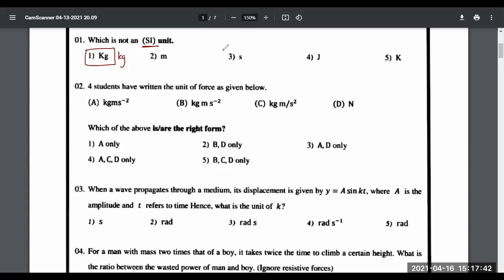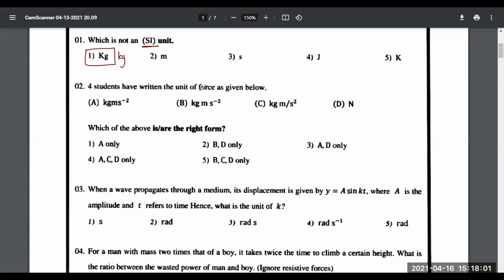So be careful, that's it. Meter, second, Kelvin, these three are fundamental SI units. Joule is an SI unit, no problem, capital J. They are asking for SI unit, they are not asking for fundamental. Therefore, the first one is wrong because it has capital K, it has to have simple k. Okay, done. Moving on to the second question.